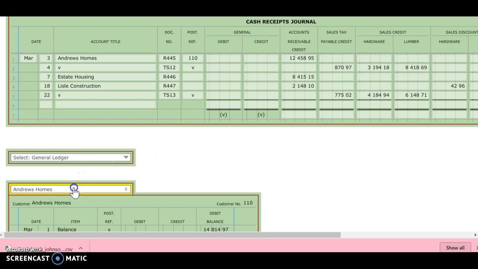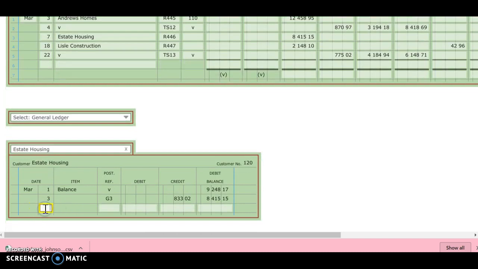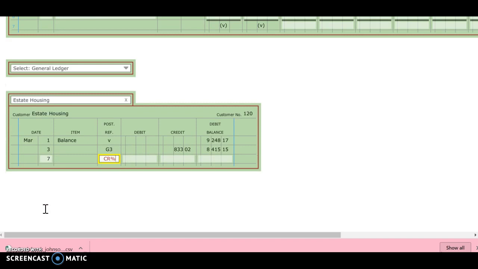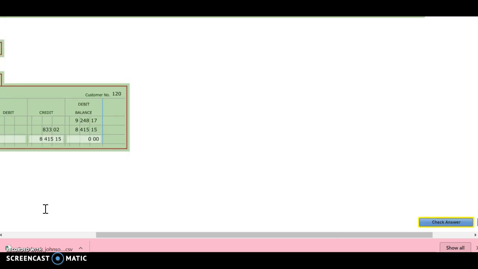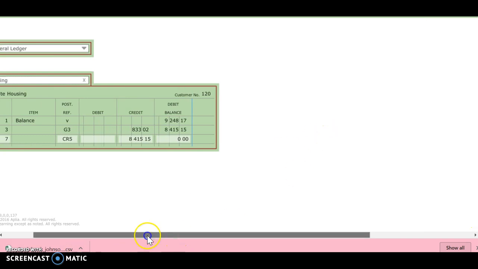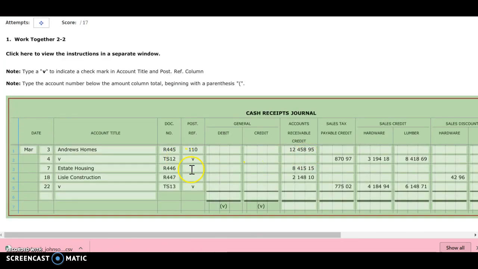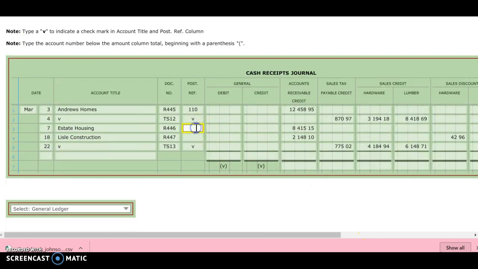Next I'm going to go to Estate Housing. The date is the 7th. I'm on cash receipts page 5. And I have a credit to this account of $8,415.15. My new balance then is simply going to be a 0. And then account number 120 is going up. Oops, that's not right. 120.